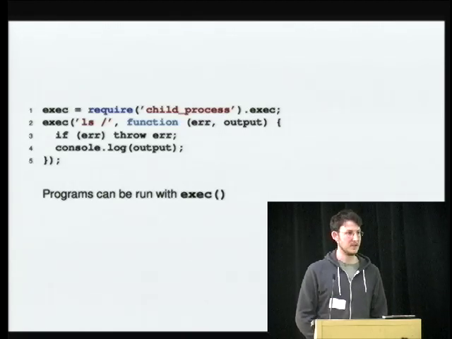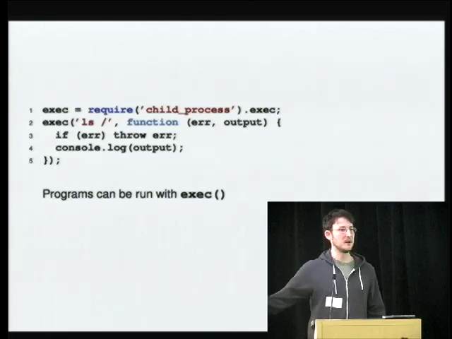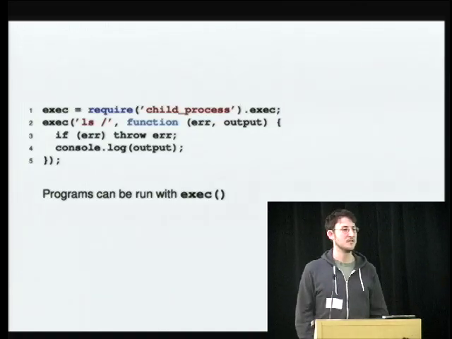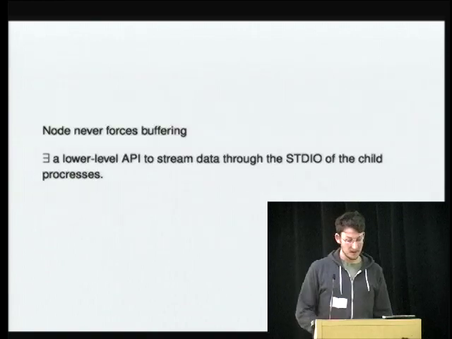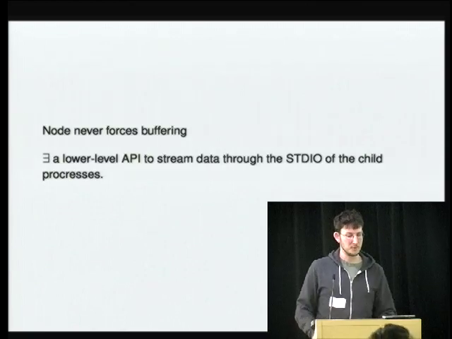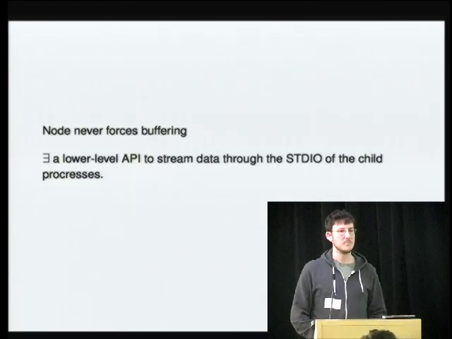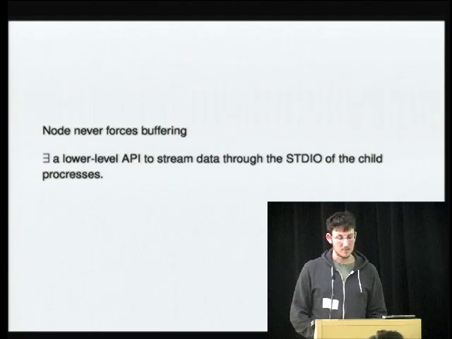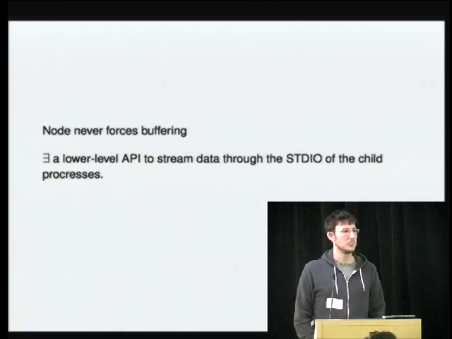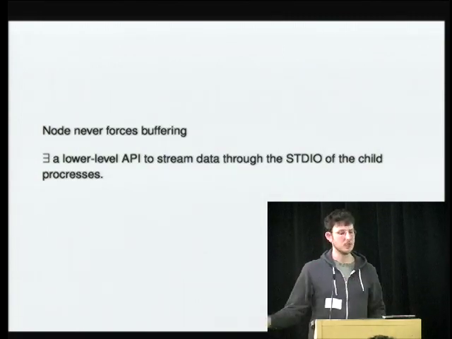So all this does is print out ls /, open an ls / subprocess, take the standard out from it and pipe it to Node's own standard out. But we don't really want that all the time. Like, we don't always want to force buffering. So there's a lower level API to start child processes, where we can totally do streaming through the standard error, standard out, and standard in of the child process. They're just pipes, so we can just talk to it.